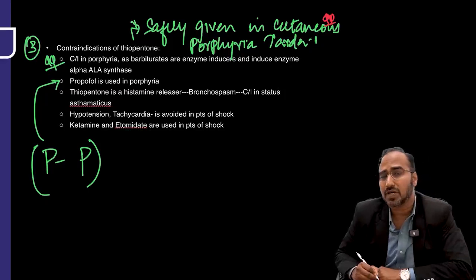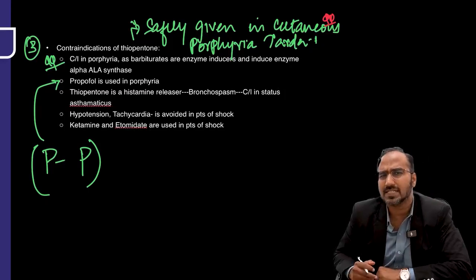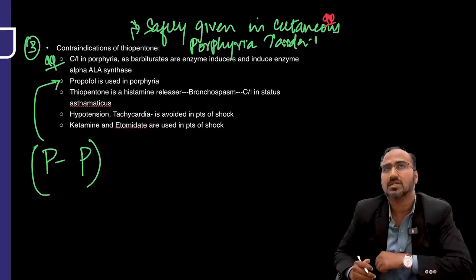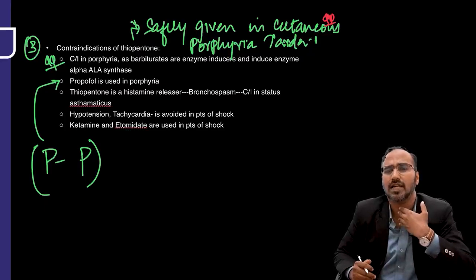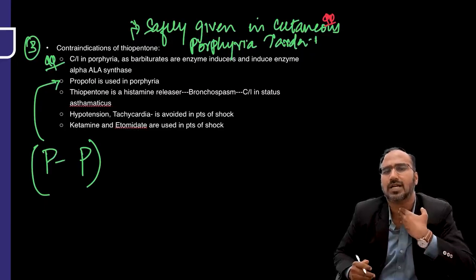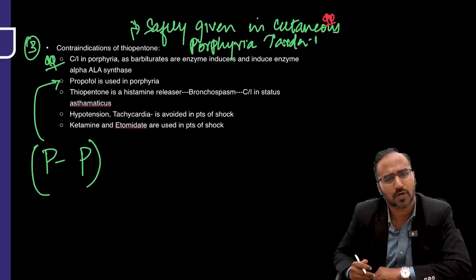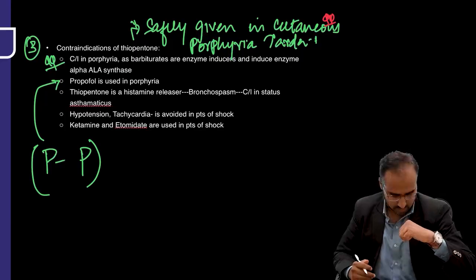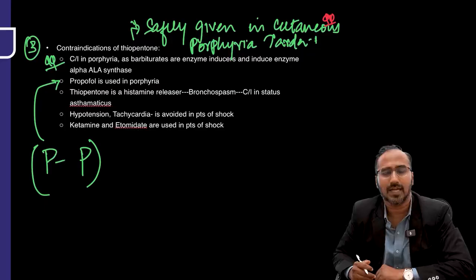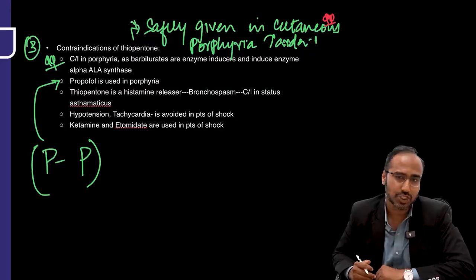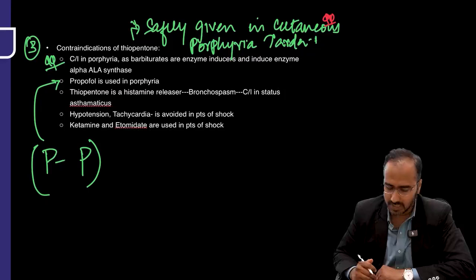Next, what's the next contraindication? Remember contraindications: if anyone is asking you, you can easily tell regarding the systems. Sodium thiopentone is contraindicated in respiratory disease such as bronchial asthma. Sodium thiopentone is also contraindicated in ischemic heart disease as well as shock. That we need to remember.